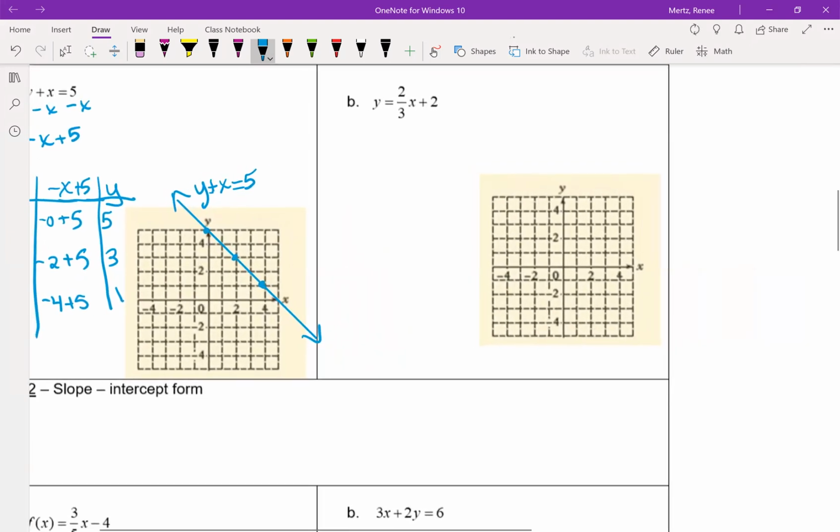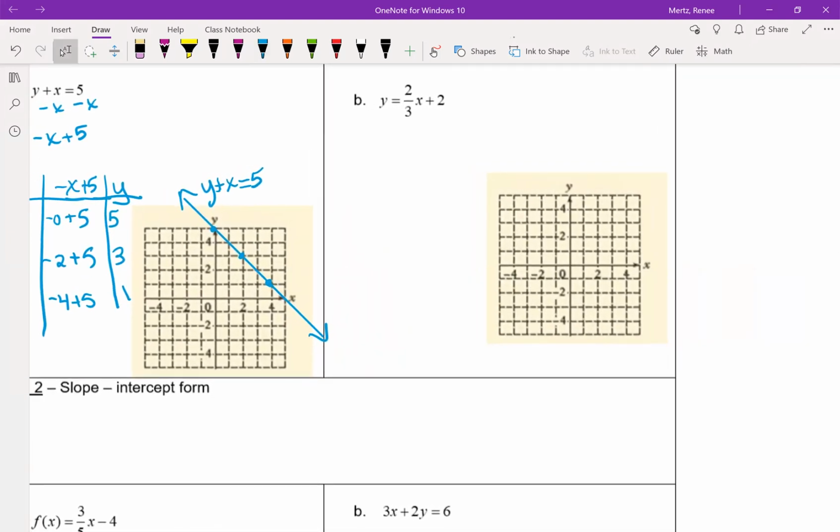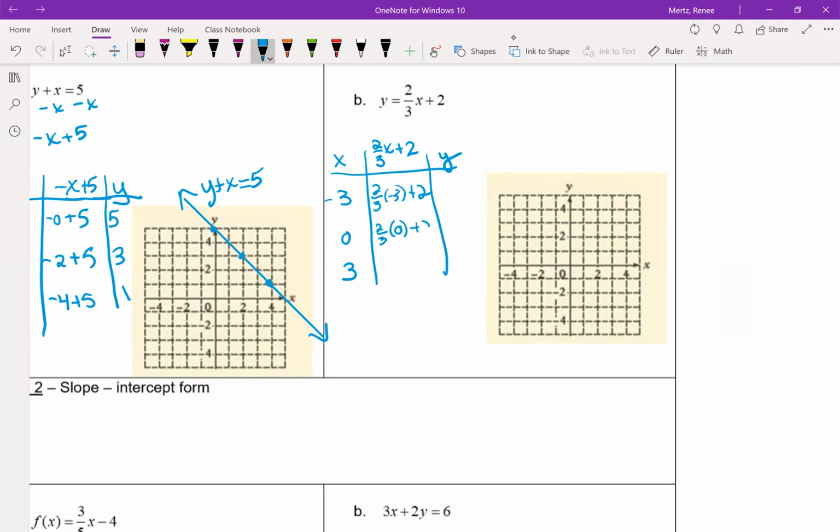When you're doing b, because there's a fraction, you're going to want to pick nice values. So if I'm multiplying something by 2/3 or I'm dividing something by 3, let's think about numbers that make sense so we don't get fractions. I could pick any multiple of 3. So negative 3, 0, or 3. So let's do 2/3 times a negative 3 plus 2, 2/3 times a 0 plus 2, and then 2/3 times a 3 plus 2.